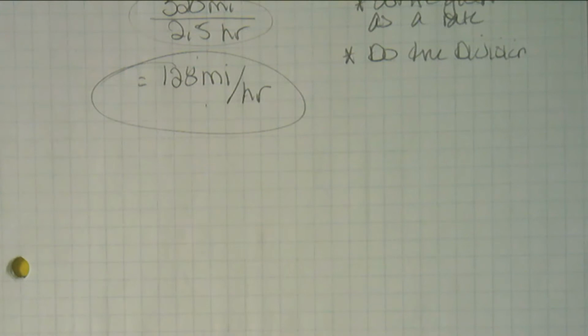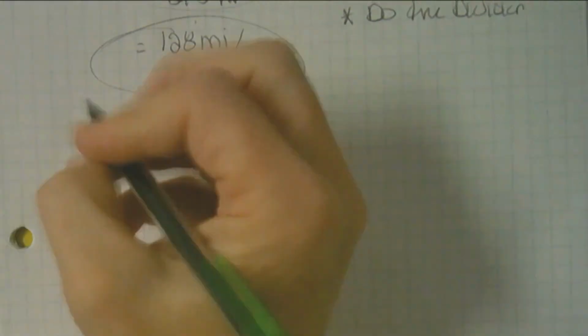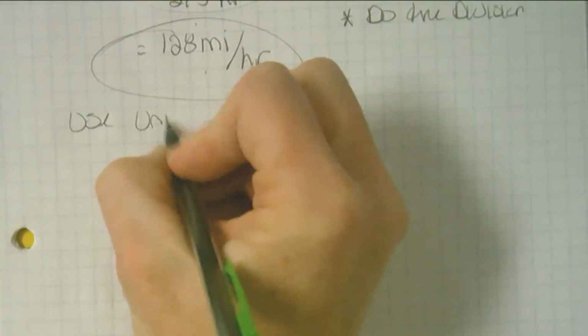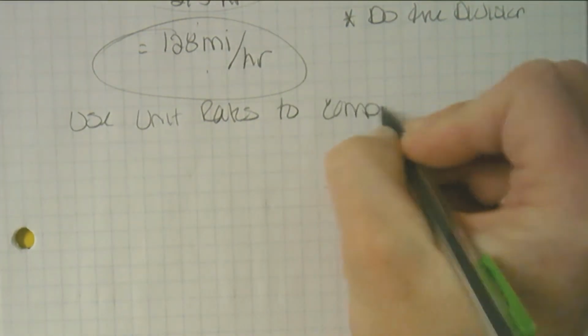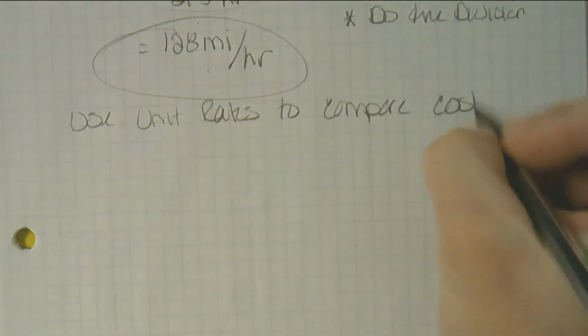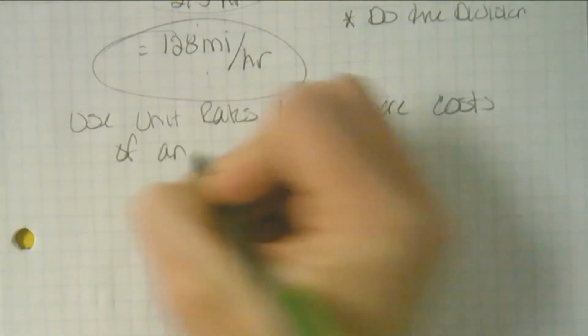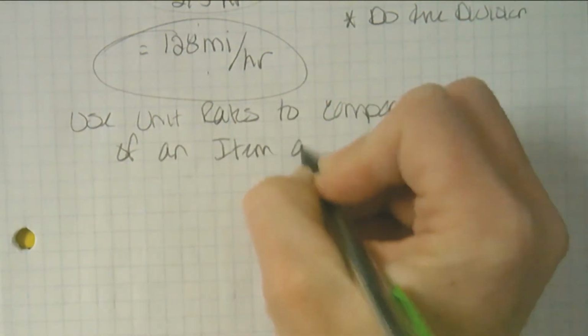All right, so the question becomes, where do you think is the best place to buy them? Okay, so it's comparison shopping. All right, so we can use unit rates to compare costs. All right, so we're going to use unit rates to compare costs of an item at different stores.